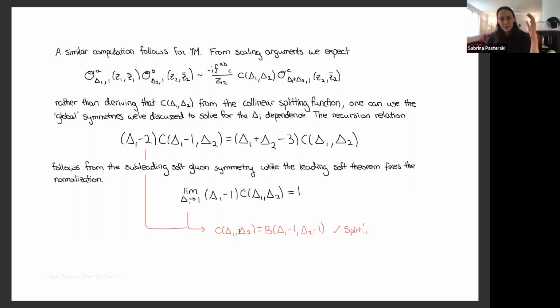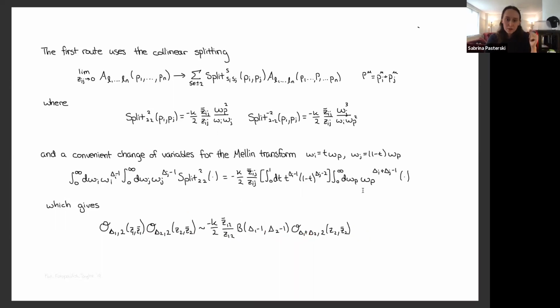If instead I say that I have these global symmetries that I know coming from this multiplet structure, then I actually get extra recursion relations on the delta dependence of these coefficients. And one can, in some cases, actually solve that recursion and get the same OPE coefficients. So that's really nice. In this case I just wrote down the recursion relation for the spin one case because it was slightly cleaner to write down. But a sub-subleading soft graviton gives you a similar constraint on this graviton collinear limit.